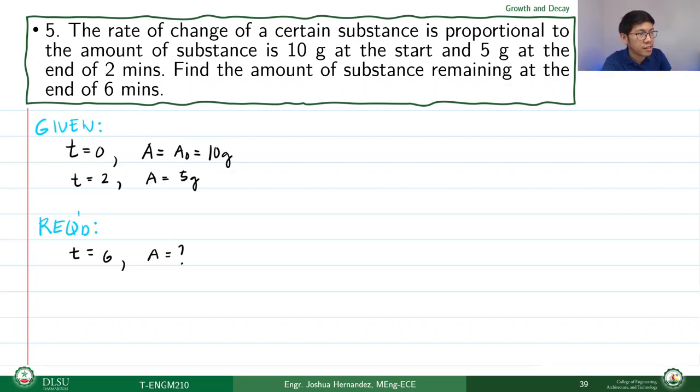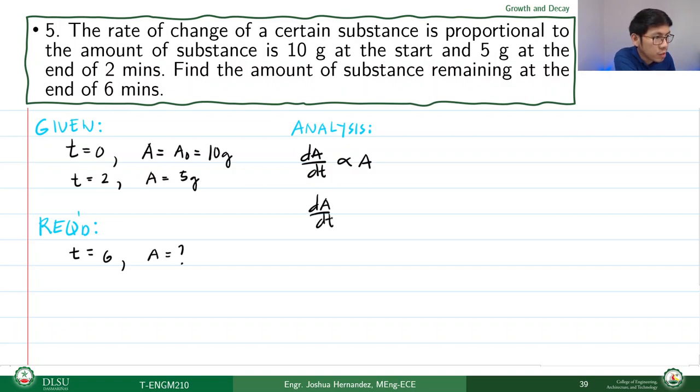Okay. So, let's analyze. We have here the same. The first sentence says the rate of change of a certain substance is proportional to the amount of the substance. So, if the rate of change of a substance A is directly proportional to the amount of the substance A, then they have a proportionality relationship, right? And when they have a proportionality relationship, we can introduce a proportionality constant K.